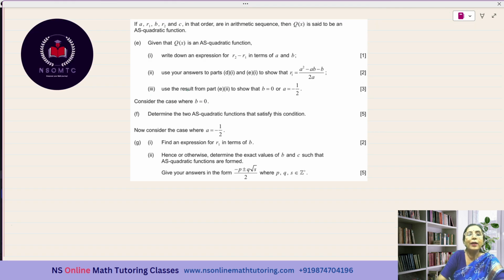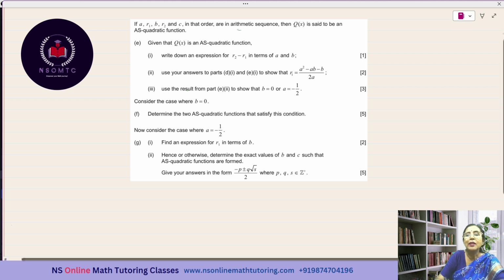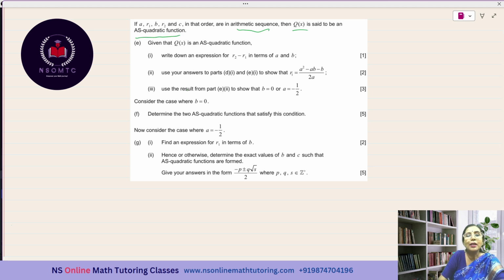If A, R1, B, R2 and C in that order are in arithmetic sequence, then Q of x is said to be an AS quadratic function. Part E's question is given that Q of x is an AS quadratic function. It is containing three further subparts. The first subpart I says write down an expression for R2 minus R1 in terms of A and B.